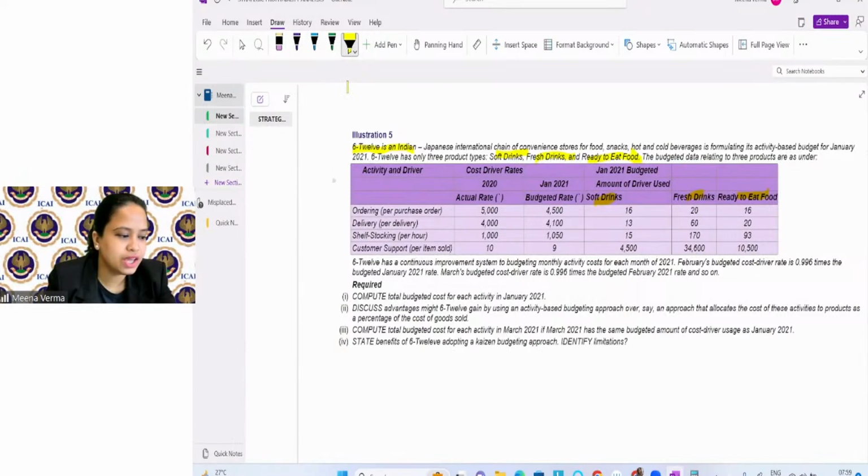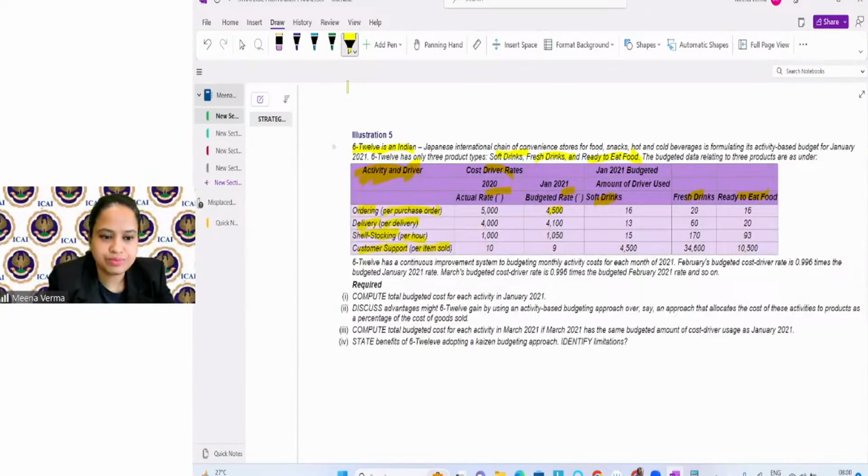What have they given you? They have given you the activity and the cost driver. Ordering is the activity and the cost driver is per purchase order. Delivery is the activity and per delivery is the cost driver. Shelf stocking is the activity and per hour is the driver. Customer support is the activity, per item sold is the cost driver. Then the cost driver rate is given, the actual rate and the budgeted rate. We consider the budgeted rate here.